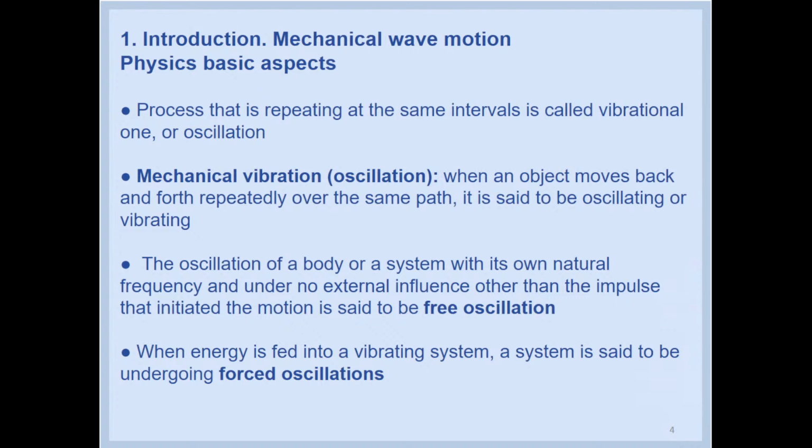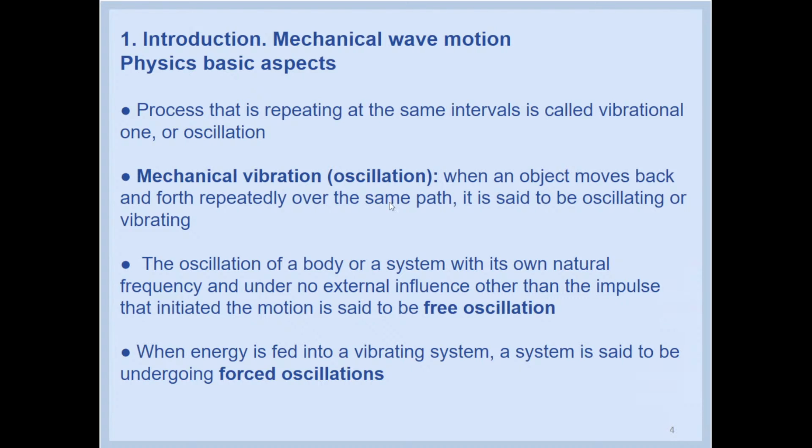Look, we can speak about two types of mechanical oscillation. The free oscillation, the oscillation of a body or a system with its own natural frequency and under no external influence other than the impulse that initiated the motion. This is said to be free oscillation. Let me draw attention that this is done with the vibrating system's own natural motion frequency.